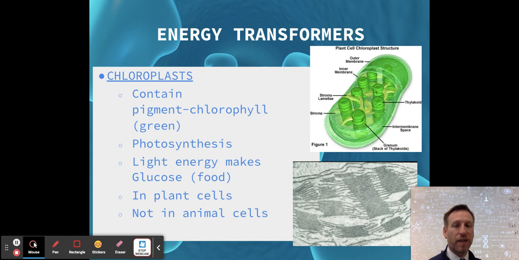All right, chloroplasts in plant cells, not in animal cells. If I had to relate it to something, it's kind of like a solar panel, right? It's taking in the sun's light to be able to help with energy. In this case, food that's going to be turned into energy.